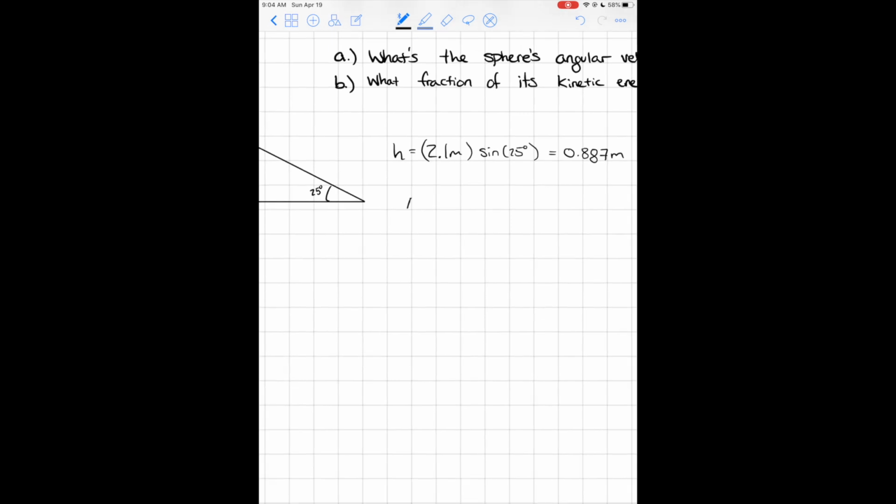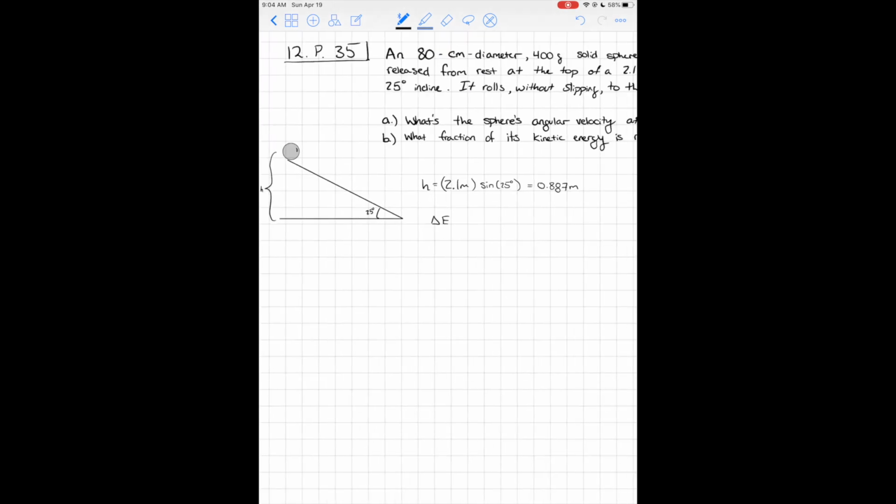Now, this is an isolated situation. There's just enough friction to roll this thing, but not enough to actually worry about work done by friction to take energy out of our system. So our delta E is equal to 0. Whenever we say it rolls without slipping, we are just considering a small amount of friction to actually get it to roll, and that's about it. Unless we say something else about friction, we can just assume this.